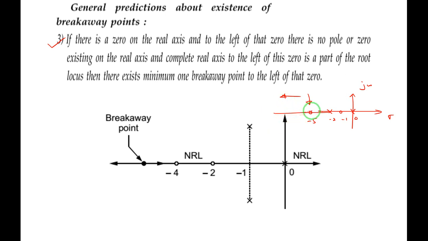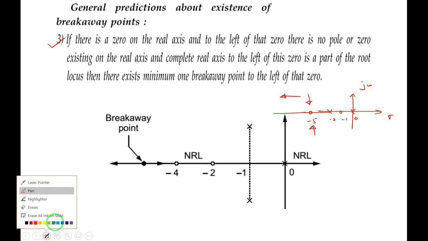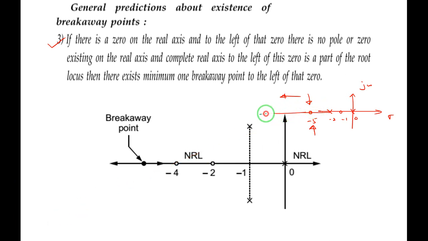No, right? So this is the extreme zero towards the left, and let me assume that this is a part of the root locus. Means from -5 to infinity, the root locus exists, let me assume. Then there exists one minimum breakaway point. It can be anywhere. One minimum breakaway point exists.